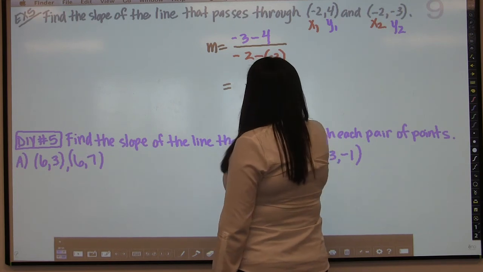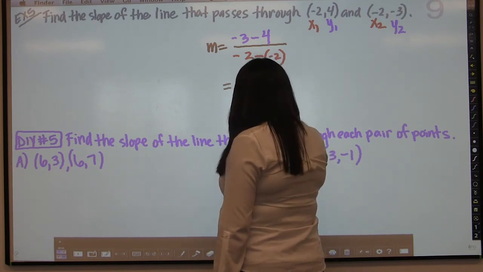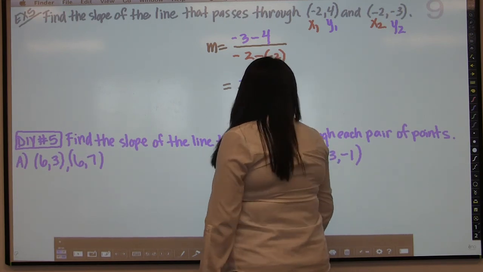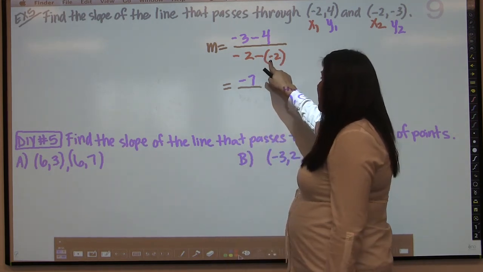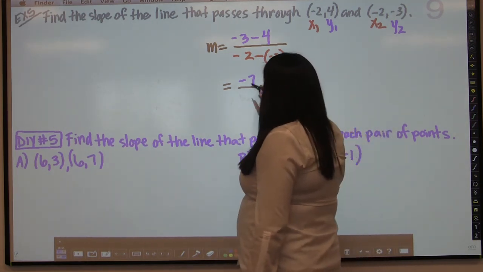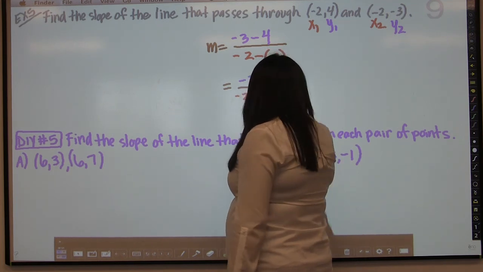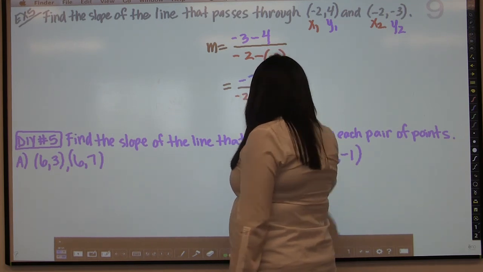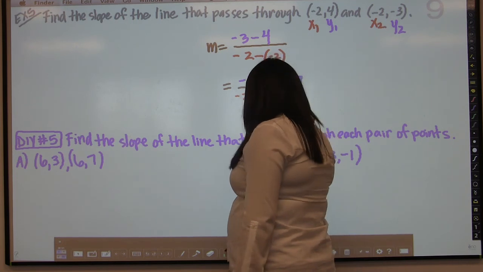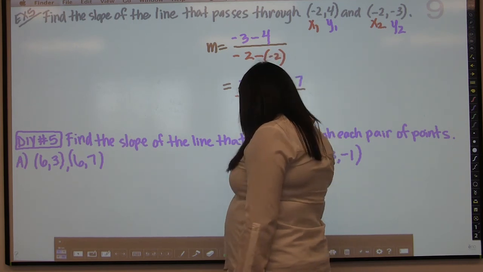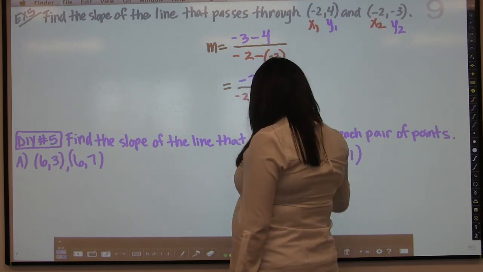And negative 3 minus 4 is negative 7. And divide that by negative 2, and then minus a negative is a plus 2. So this is actually going to be negative 2 plus 2. And then you guessed it, we're going to get negative 7 divided by negative 2 plus 2, which is 0.